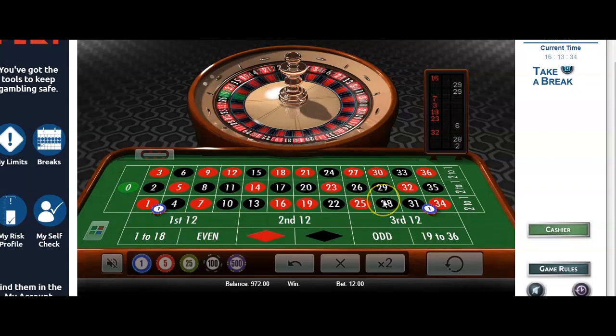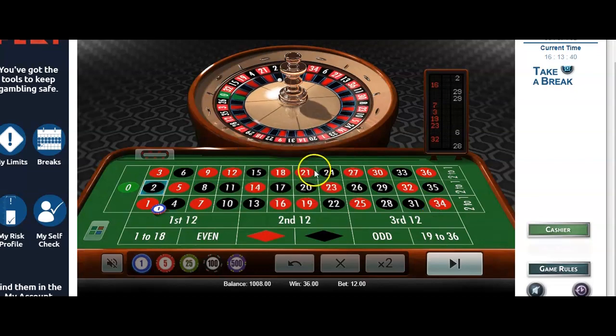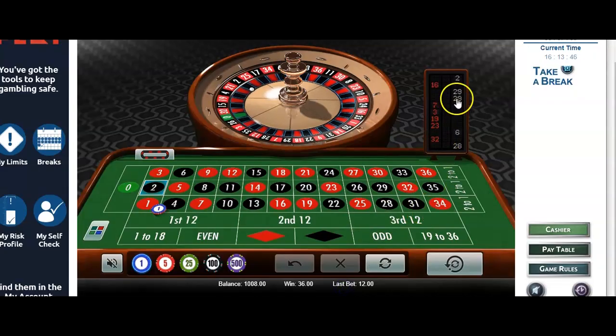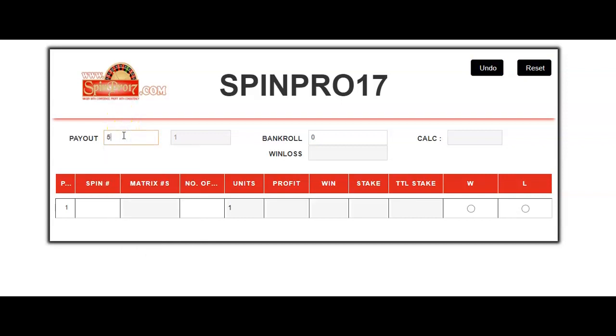Simple math. I mean, usually I'm going to make 10 or more dollars within 10 minutes, so I'm not worried. Okay, there we go. Where am I at? I'm 1,008. And that's because we happen to have had these misses. Okay, so at that point, your number 2 came down. What you're going to do is hit W because you won. 1,008, reset it. Put in 5 to 1 odds.